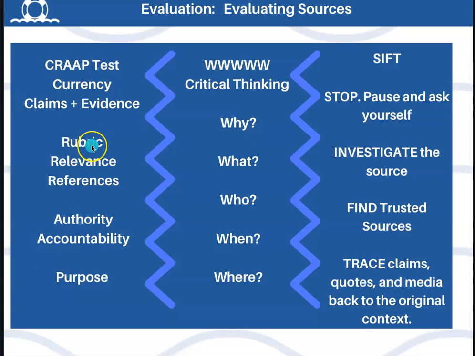And next, rubric. That's right, rubric. What does your assignment want? Does your assignment require scholarly articles or peer reviewed? Does it want newspapers? Does it want primary or secondary resources? This is going to inform your search and where you search and what you keep over what you discard.